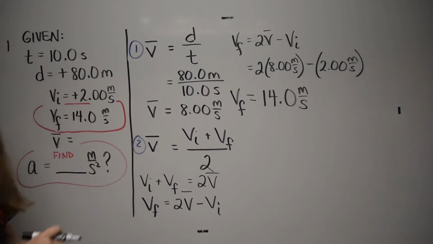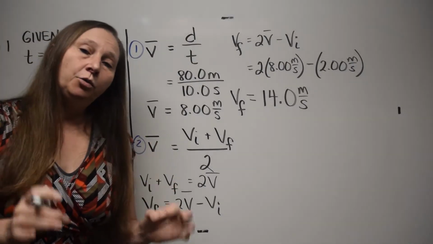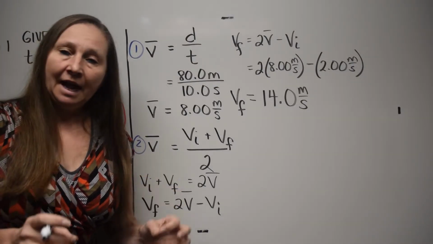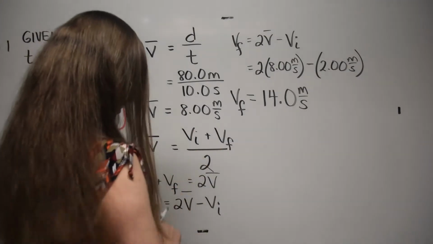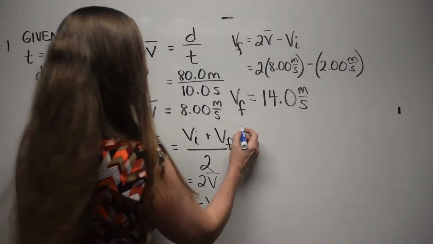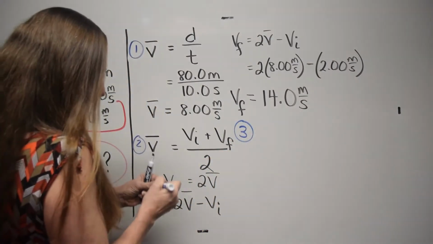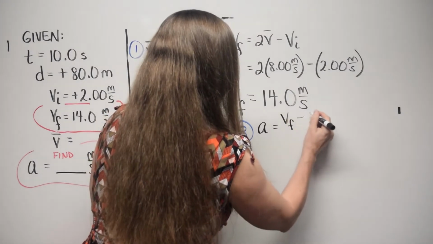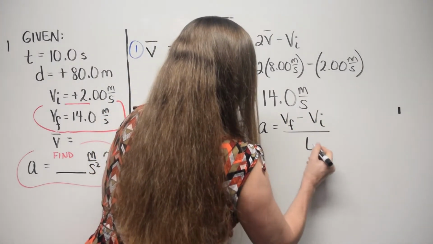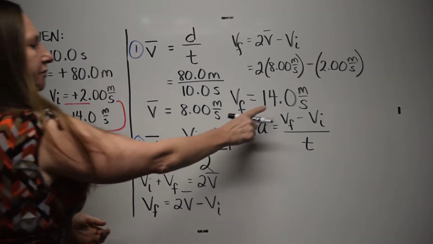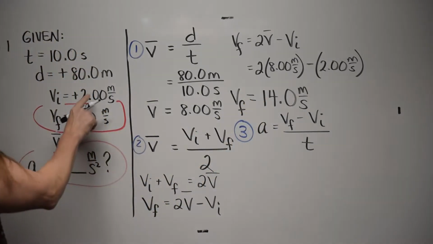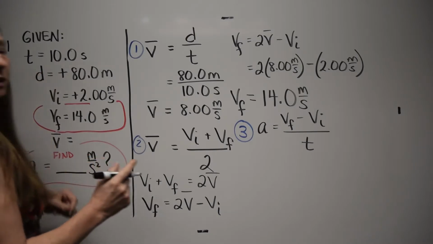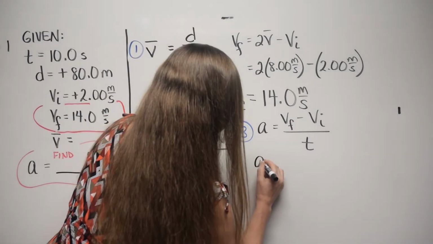Now, the next thing we were asked to do was to find the acceleration. The second equation on the mechanics page of the reference tables, so this is the third equation that we're using for this problem, is A equals V final minus V initial over T. V final was 14 meters per second, V initial was 2 meters per second, and the time was 10 seconds. Here we go, plugging in.